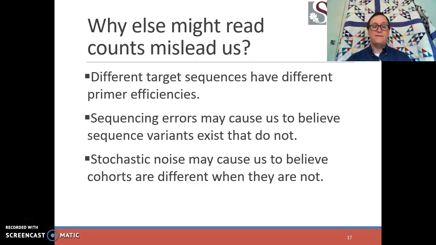So that's problematic. And finally, it might be that stochastic noise might cause you to believe cohorts are different when they are not. Well, that's a big term basically for saying random fluctuations. If you were to run the same sample multiple times, you might see differences in the alpha diversity within each of those, even though they represented sequencing from exactly the same sample. So it may be that random events, such as which templates get chosen for sequencing, may cause you to have what appears to be a significant variation even when it's not. So we must be careful with the statistics we use for evaluating whether or not differences exist between these populations.